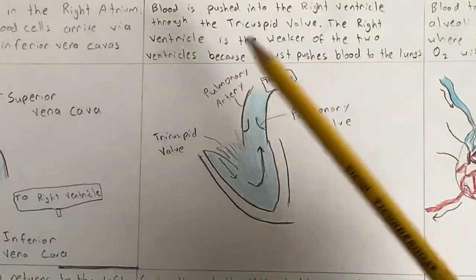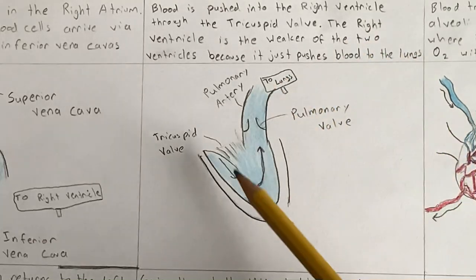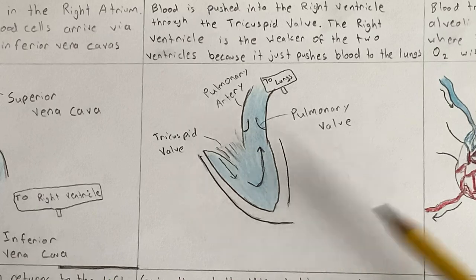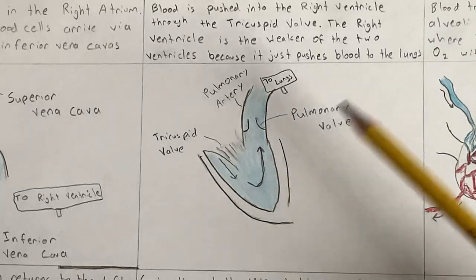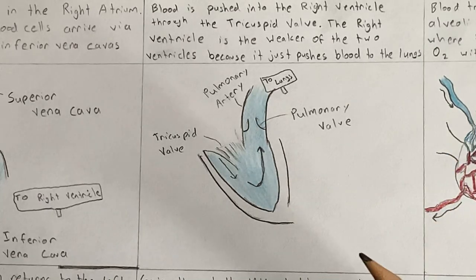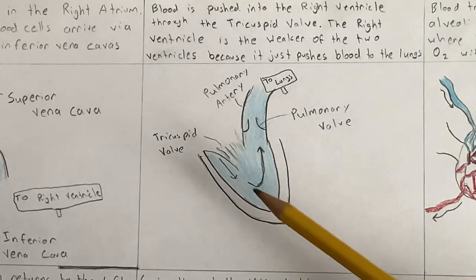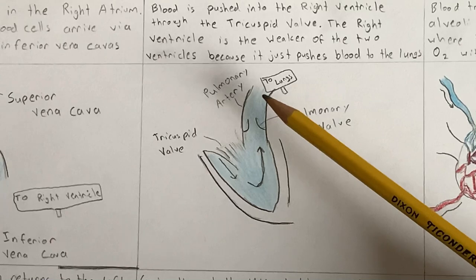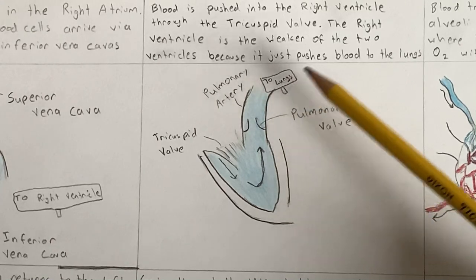Blood gets pushed into the right ventricle through the tricuspid valve, and the right ventricle is actually weaker than the two ventricles because it just pushes blood to the lungs as opposed to the entire body. It pushes blood through the pulmonary valve into the pulmonary artery, and that goes to the lungs.